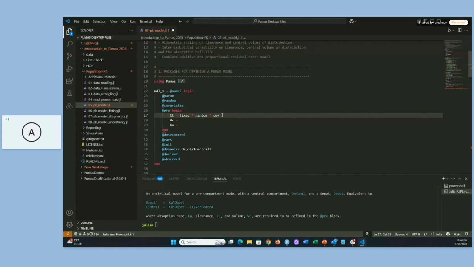But let's start filling these in a little bit at a time, and we'll start with clearance. So for our fixed effect, we can call this whatever we like. You will hear this referred to as a theta parameter, so it could be theta clearance. You can also see it with the annotation of the true value, or TV clearance. Personally, I prefer TV, and this is an estimate. It's not the true value, it's the estimate of the true value. Always remember these are estimations.